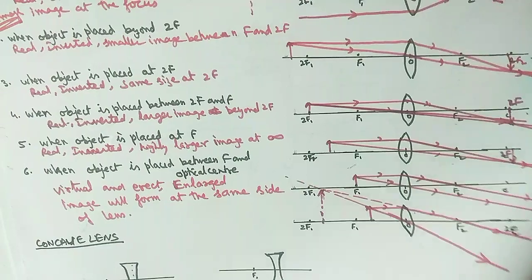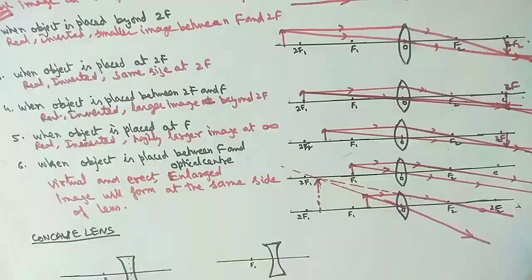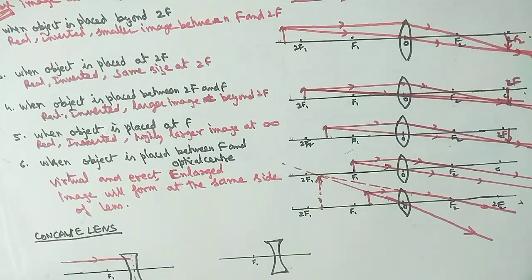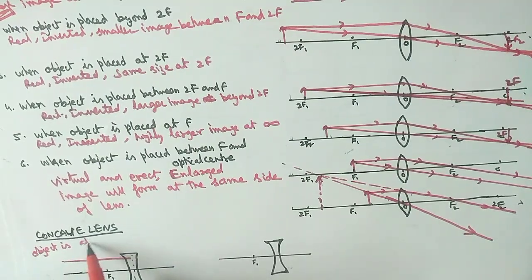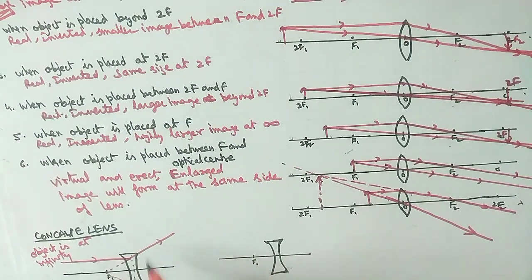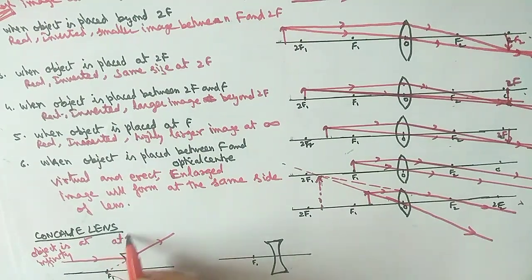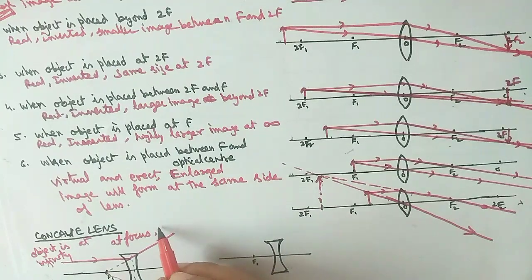Now come to the image formation by the concave lens. There are only two cases, as we discussed in the case of the convex mirror. First, when the object is placed at infinity, rays will appear to come from the focus after refraction. So the image will be formed at the focus, highly diminished.